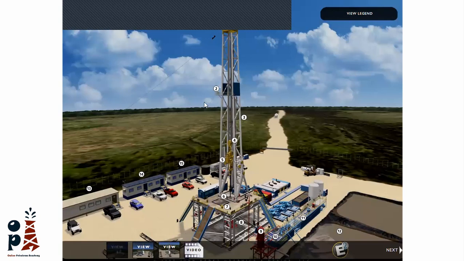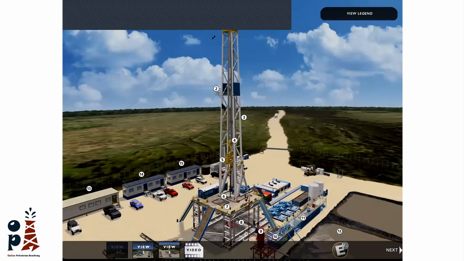At the mast, you will find the monkey board, or the Derrickman board. The Derrickman works on this board during connection time or tripping time. When the stand goes up with the top drive, he pulls the stand and puts it in the fingers of this board to rack back the stand.